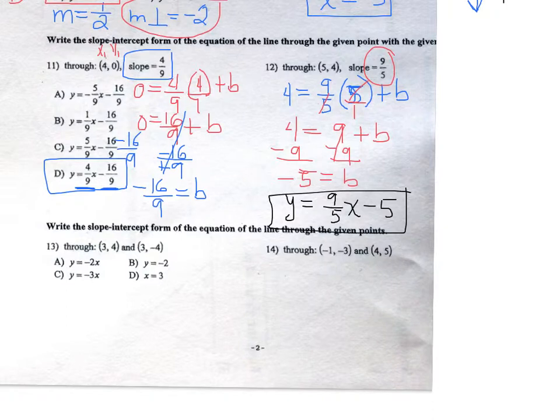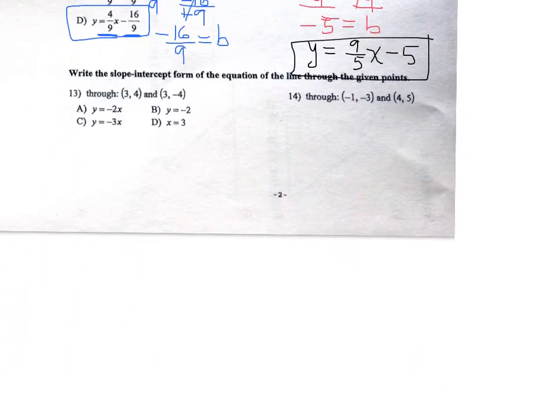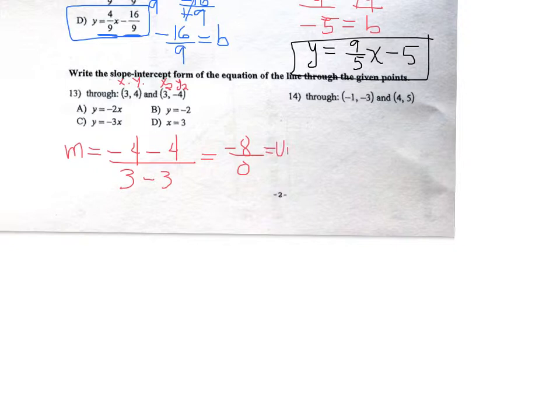Okay, number 13. In problem number 13, here I don't have a slope, so I need to find the slope first with the slope formula. Okay, so the slope formula is, you label your points, x1, y1, x2, y2. Then put it into the formula. Y sub 2 is negative 4, minus y sub 1 is 4. X sub 2 is 3, minus x sub 1 is 3. Oh, look at what's going to happen. Negative 8 divided by 0. A number divided by 0 is undefined.